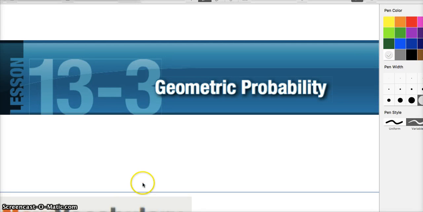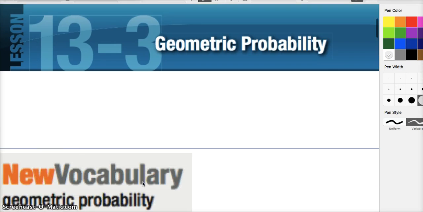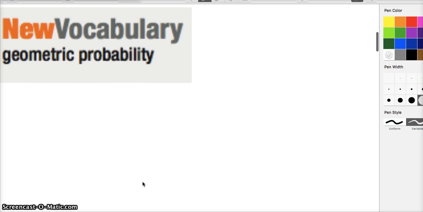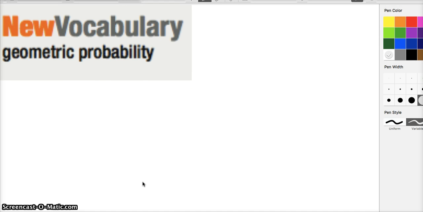Section 13.3, Geometric Probability. Hey friends, we're going to get started with this lesson. New vocabulary: geometric probability. What is it? It really is exactly what you think. It's the probability that's going to be used anytime we are considering geometric objects in our probability.